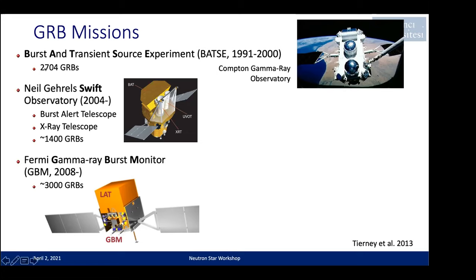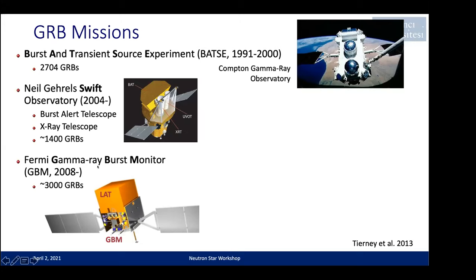And it observed 2,700 GRBs in 9 years. And right now we have the Swift and Fermi telescopes in orbit, and they're actively monitoring and observing GRBs. So far the Swift Burst Alert Telescope, which is right here, has observed about 1,400 GRBs.